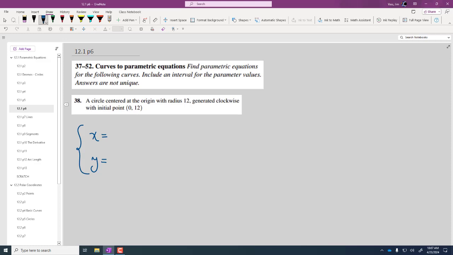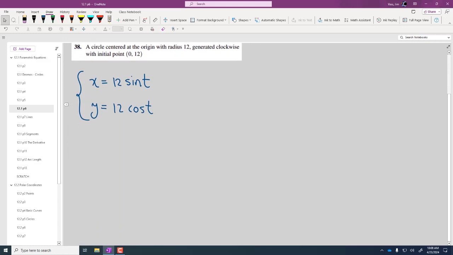Okay, so now we want to go clockwise. So we want to go that way. So what are we going to start with? Sine of t. So if we go sine t with 12 and cosine t with 12 in front, let's check. So first off, to check, we see trig functions. So if we wanted to eliminate that t, we would have to use a Pythagorean identity. Hopefully that's obvious. So sine squared plus cosine squared is 1. We know that. That's always true, no matter what.